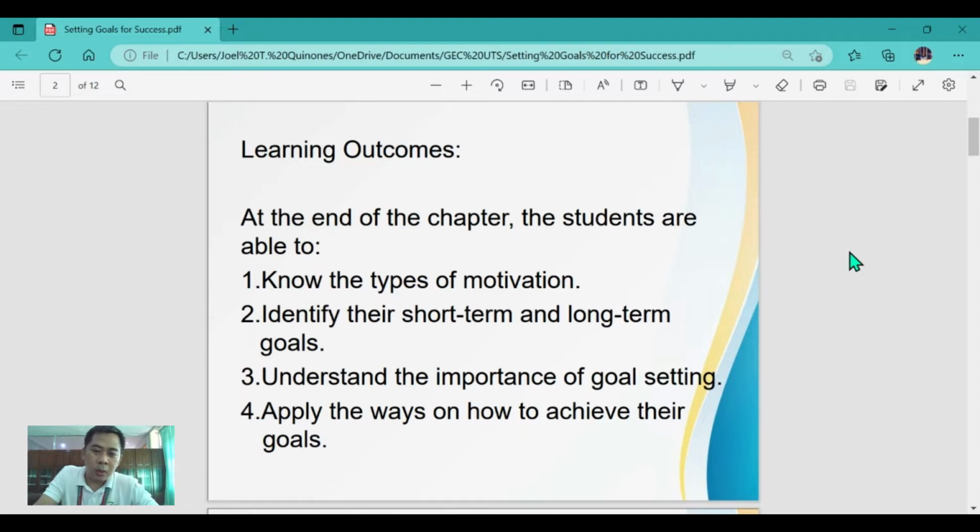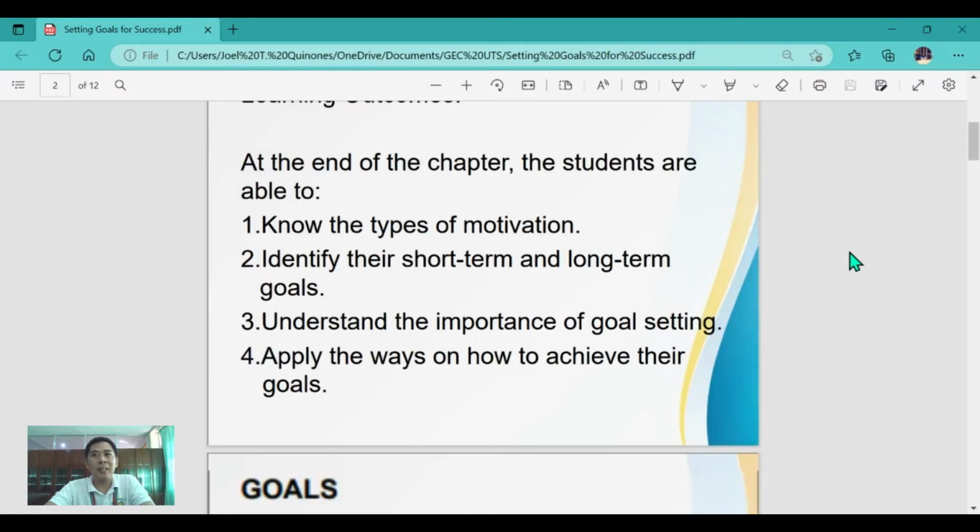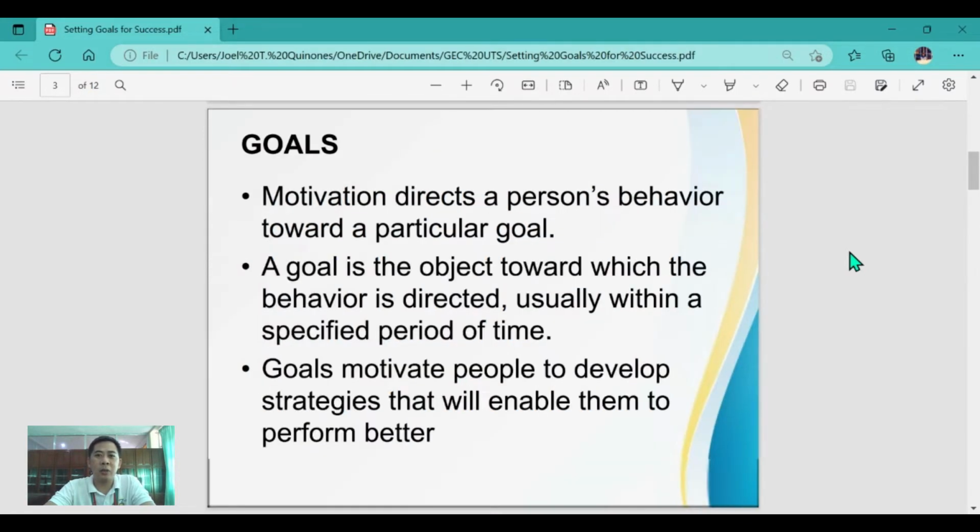There are four learning outcomes for us to discuss the lesson. Number one is to know the types of motivation. And then number two is identify the short and long term goals. Third is understand the importance of goal setting. And then fourth is apply the ways on how to achieve their goals. So yung 3 and 4, it is something like plan your work and then working on your plan. So yun sinasabi niya. Okay, so let us look into the definition of goals.